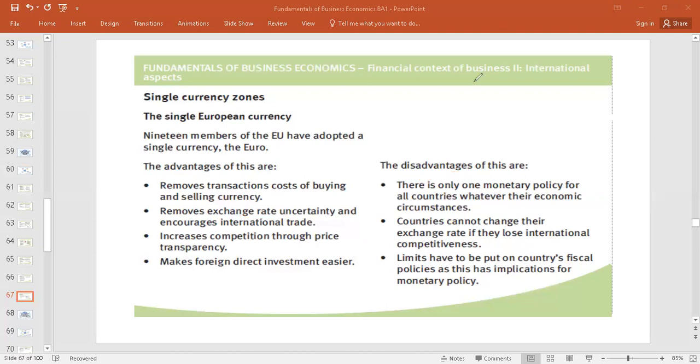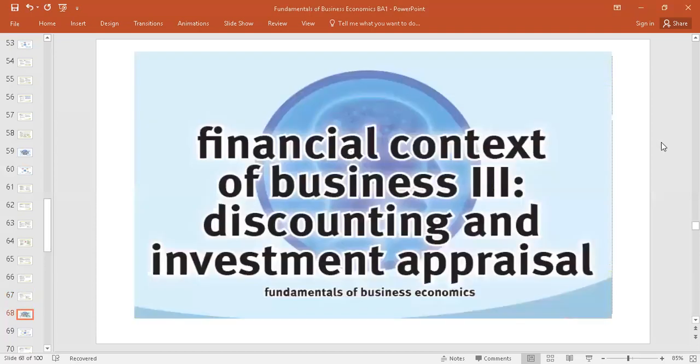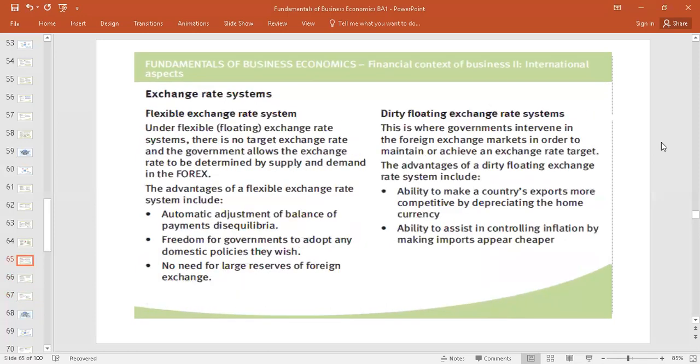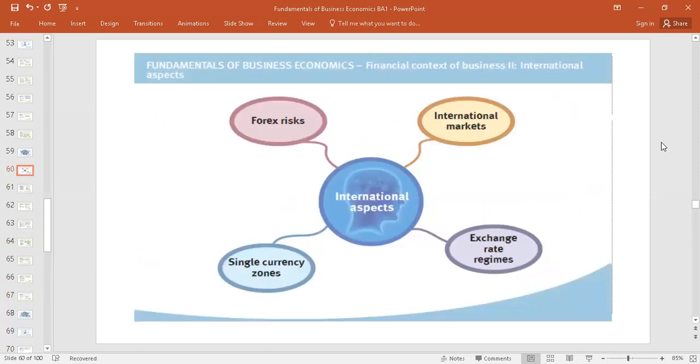So that is about the international aspect of doing business. We have covered the international markets, exchange rate regimes, single currency zones, and we've also learned about foreign exchange risks. So let's answer a few MCQs related to this topic.